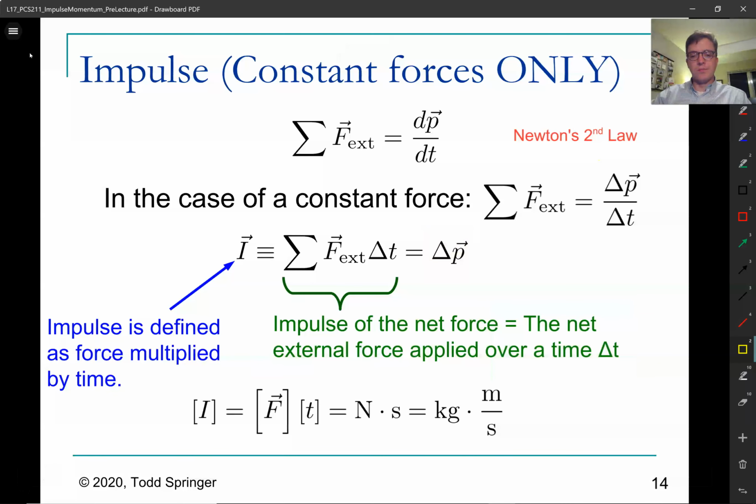If you look at the units, the units of impulse are force times time. So that's newton times seconds, which you can write as kilograms meters per second, which of course is the same units as momentum, which has to be the case for the two sides of that equation to be equal. So if I have impulse on an object, I will change its momentum. And the impulse is the net force times the time over which it acts.